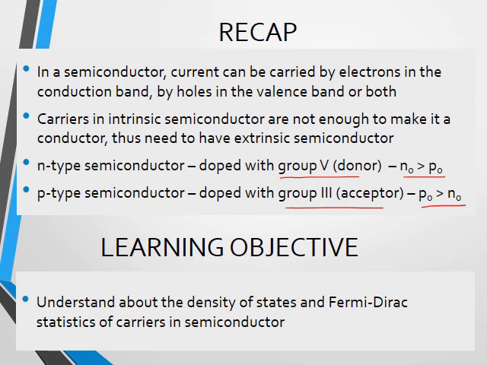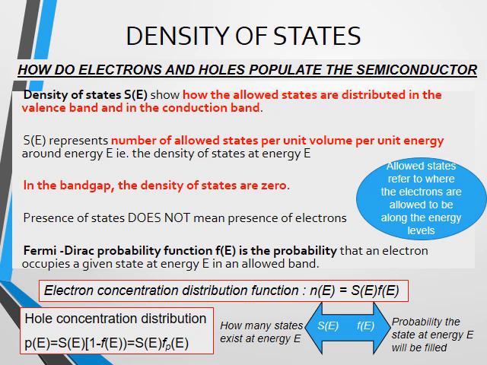Further, in order to understand the semiconductor characteristics, we need to understand the position or distribution of carriers in the semiconductor. Thus, the objective of this subtopic is to understand the density of states and the related Fermi-Dirac statistics of electrons and holes in a semiconductor. We need to understand how the electrons and holes are distributed in the semiconductor. This can be done by understanding the density of states.